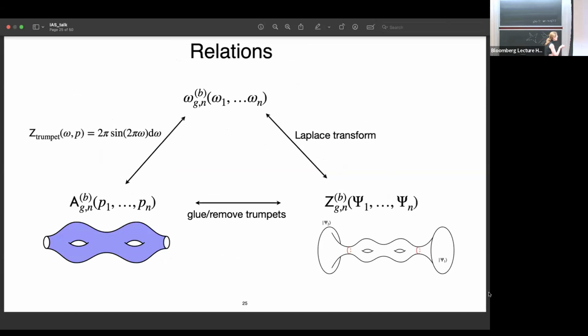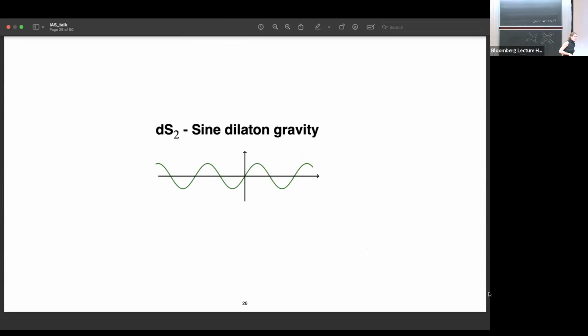And the relation between what I told you so far. Let's go back a step. We've calculated the string amplitude, A_{g,n} over here, using worldsheet or matrix integral. We glue trumpets, then we get this partition function Z_{g,n} over here. Remove the trumpets, we go back to the string amplitudes. If you do some Laplace transform, you can also go from these partition functions to the omega g,n, which were the resolvents in the matrix integral. Choose your trumpets wisely, and go from the omega g,n to the A_{g,n}. So all of those things are interconnected, basically what I told you so far. Very good.